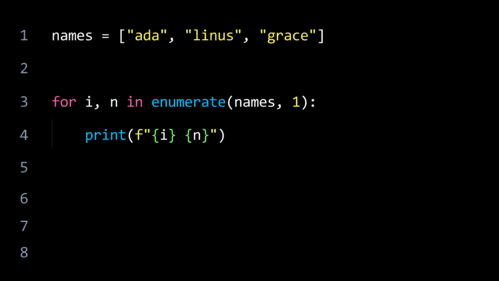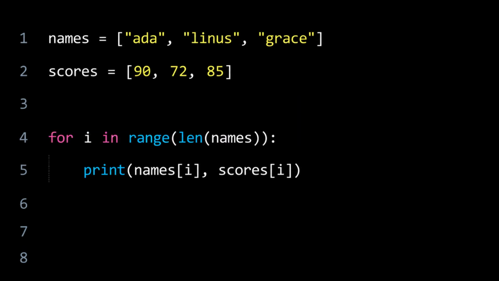Secondly, we want to look at the problem zip solves. Let's say you have two lists that belong together, so maybe a list of names and a list of scores, and you want to pair them together. One approach is doing for i in range the length of names, print names and scores using i to index the position where you are at.